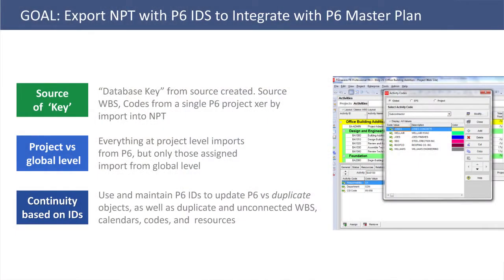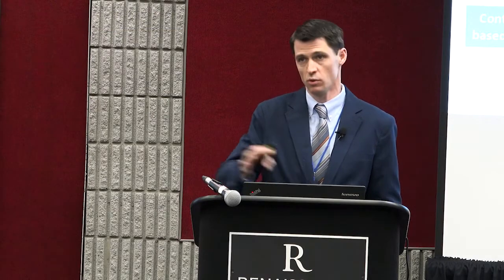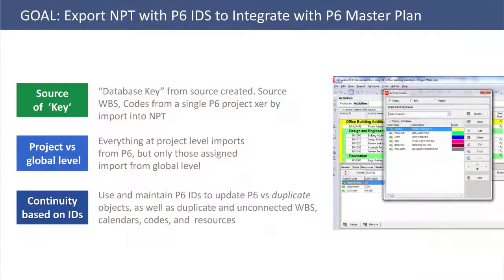So what comes over? Everything that's assigned at the project level will come from P6 with that XER file. If the code is associated at the global level, it only comes if it's assigned to an activity in that project, right? So if you have something at the global level and it's not associated with that project, it won't come when you do a project export. And again, what is this helping us with? It's really avoiding duplication of activities.